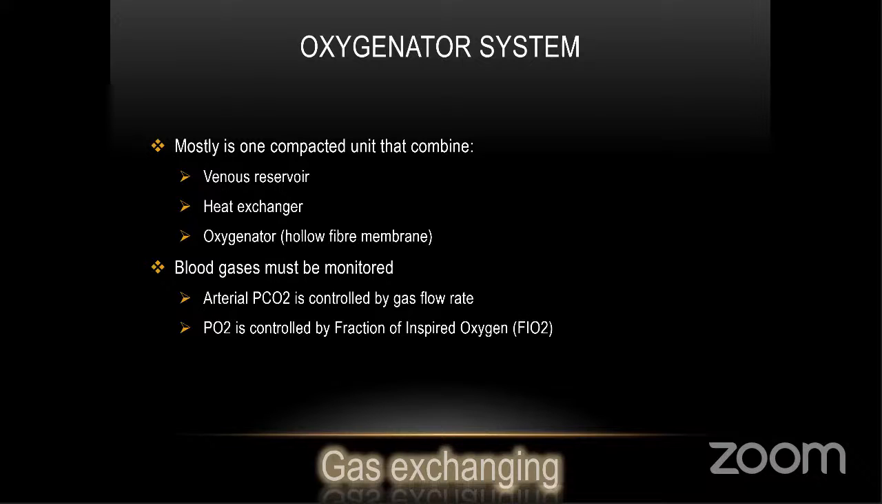Usually it comes in one compact unit that combines the venous reservoir, heat exchanger, and oxygenator, especially if using a hollow fiber membrane oxygenator. Blood gases must be monitored. Arterial PCO2 is controlled by gas flow rate through the gas blender, and PO2 is controlled by FiO2.